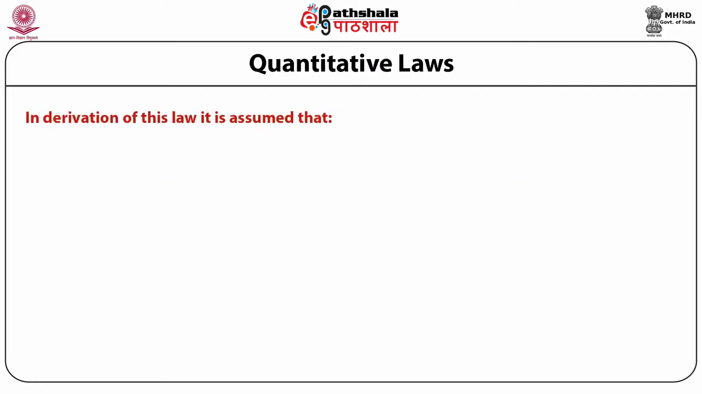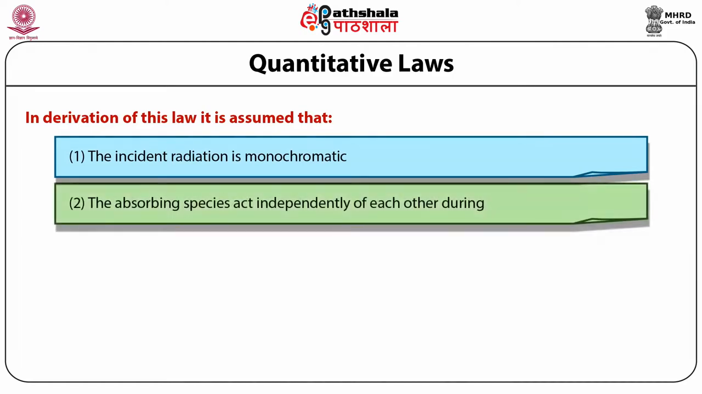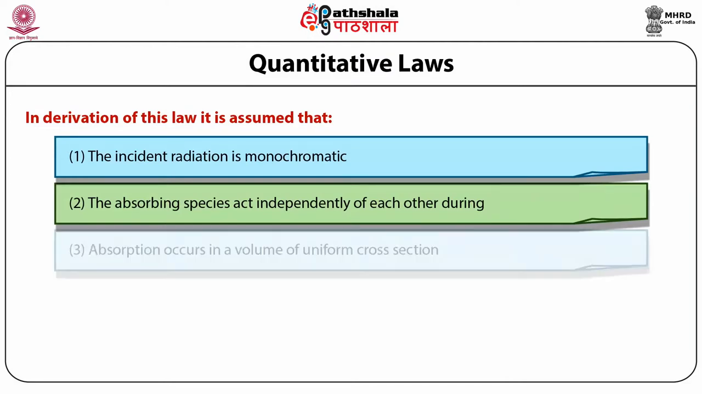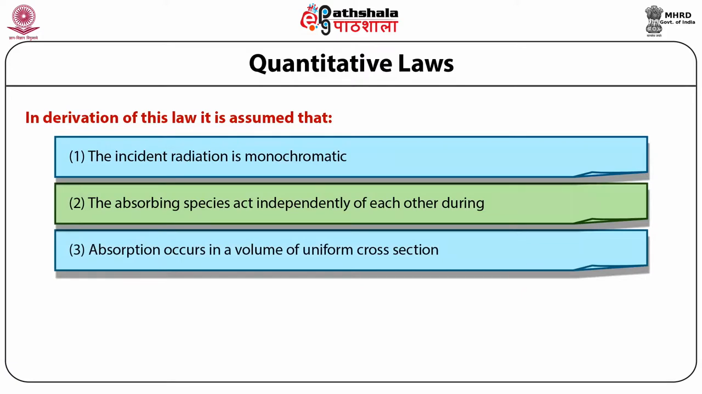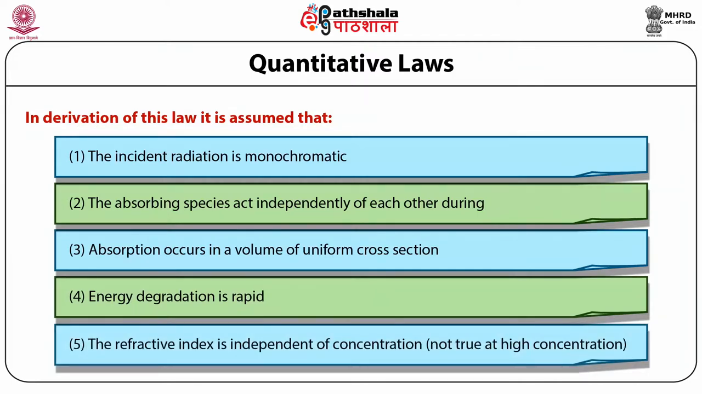In the derivation of this law, it has been assumed that the incident radiation is monochromatic, the absorbing species act independently of each other in the absorption process, and the absorption occurs in a volume of uniform cross-section. Energy degradation is rapid, no fluorescence occurs, and the refractive index is independent of concentration.